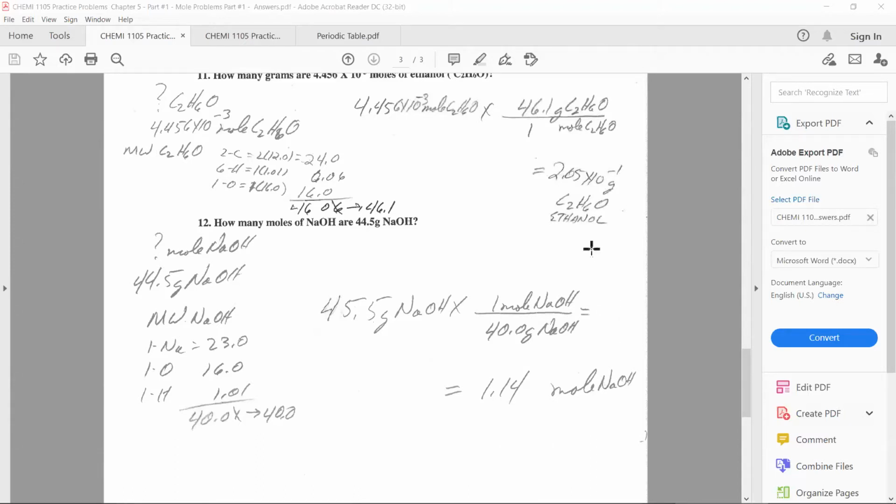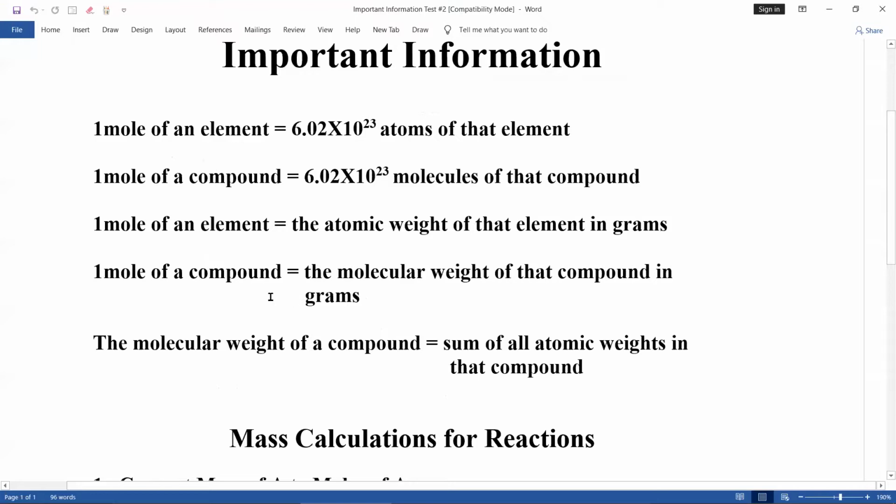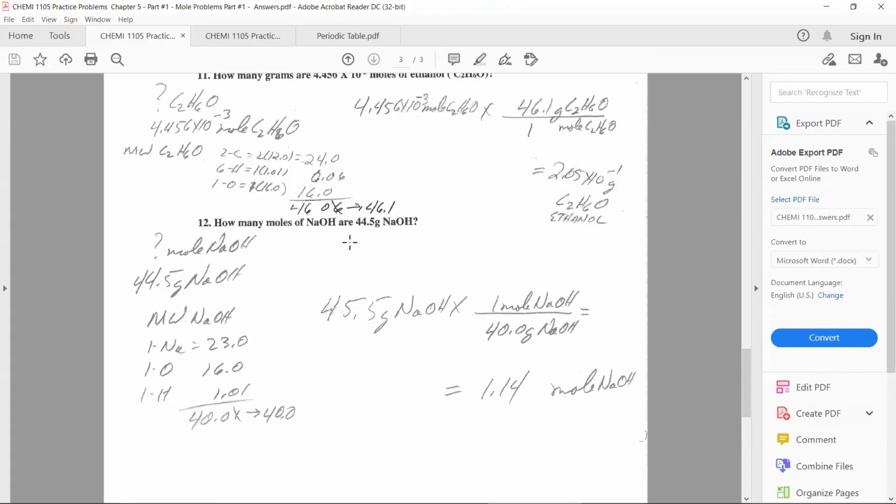Whatever I'm trying to get to goes on top. Whatever units I'm trying to get rid of go underneath. Where do I get a ratio? 1 mole of a compound to its weight of the compound. I look at 1 mole of a compound equals the molecular weight of that compound in grams. And the molecular weight of that compound is the sum of all atomic weights of that compound. And that will be given to you.